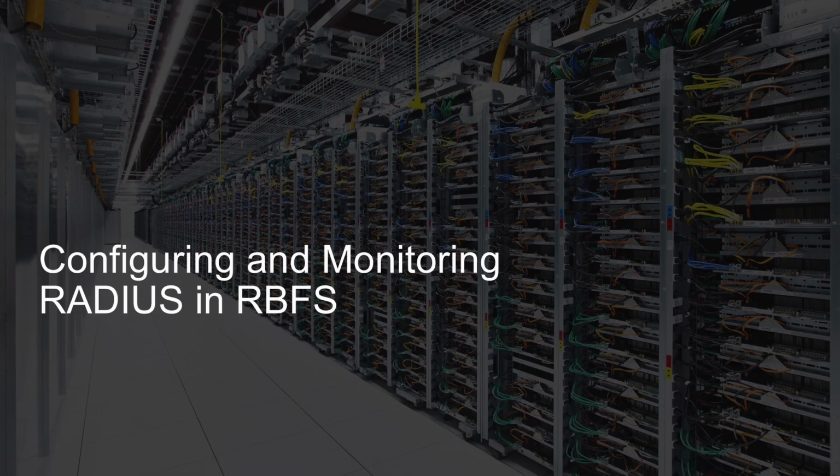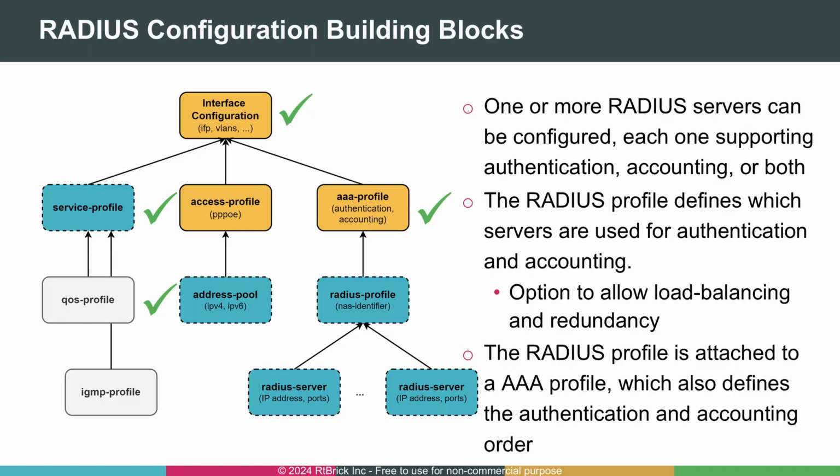Now, let's get through the Radius configuration on RBFS step by step. We have seen this diagram in parts before, and we already know that an AAA profile is a mandatory part of the configuration. When configuring Radius, there are two additional building blocks. The first is the Radius server. You can configure multiple Radius servers.